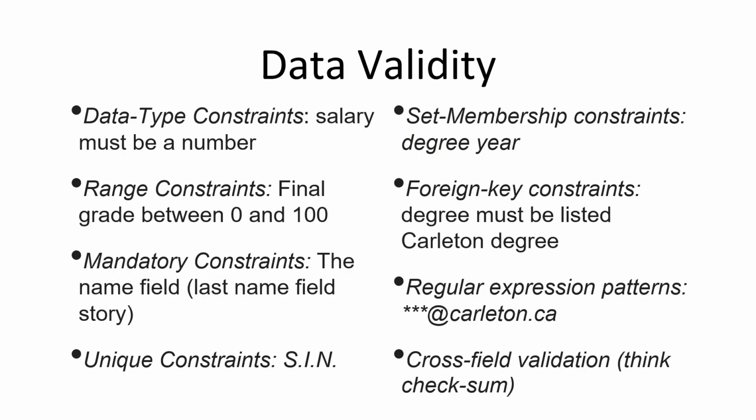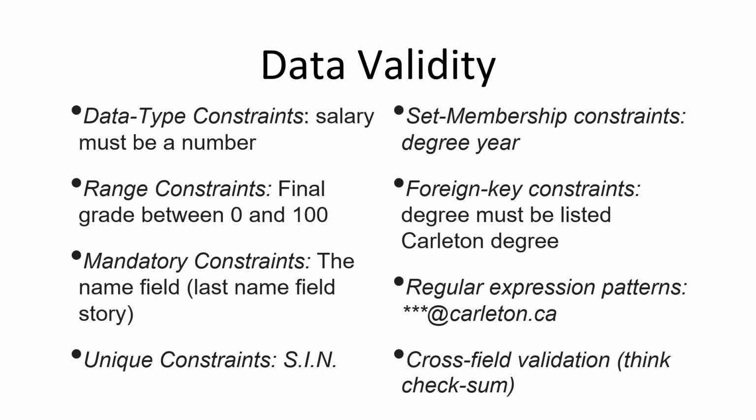So for data validity, how do you validate data? Well, there are a number of different things. For example, you can use data type constraints, like the salary must be a number, or this must be a string of text, or it must contain only numbers, or only alphabetic characters. Or you can constrain it so the final grade is between 0 and 100, or the amount of money you make per year is within a given range.